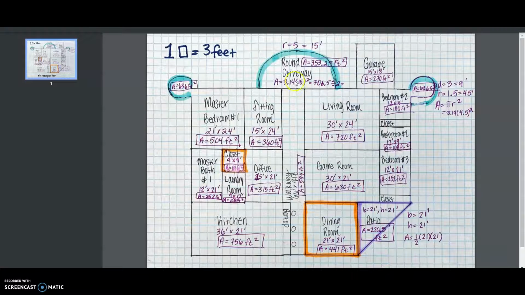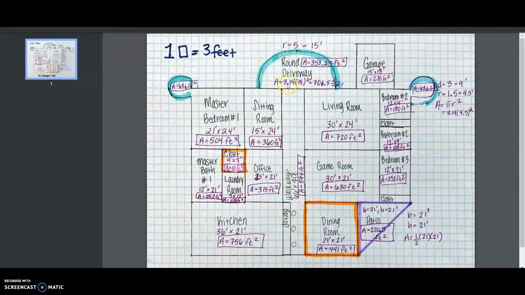When I counted, it was 1, 2, 3, 4, 5. My radius is 5, but remember I'm multiplying everything by 3. So that's really 15 feet. So my radius is 15 feet. I tried to get it as circular as possible. All right, 1, 2, 3, 4, 5. So my radius is 5, which is 5 squares, which is 15 feet.